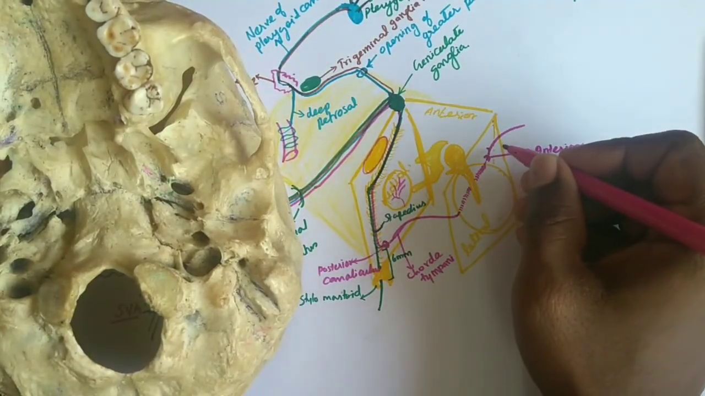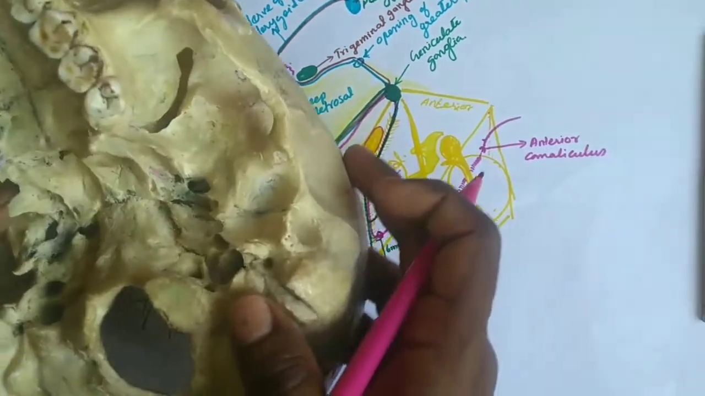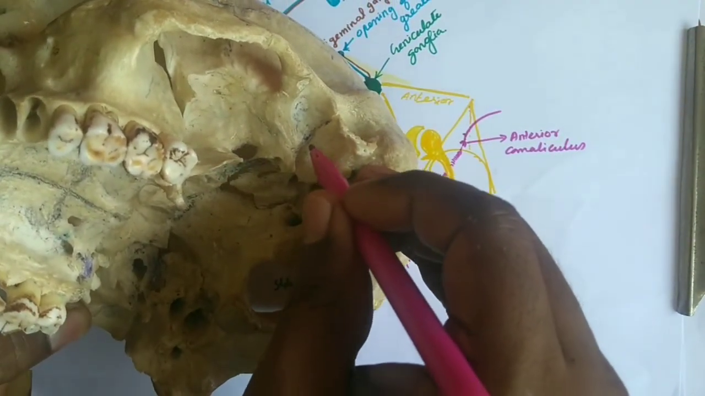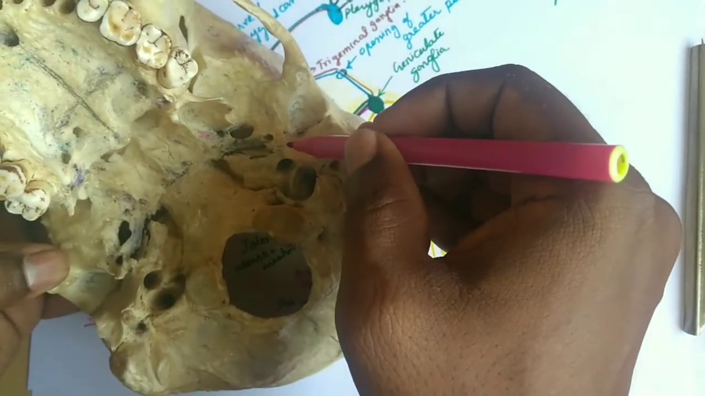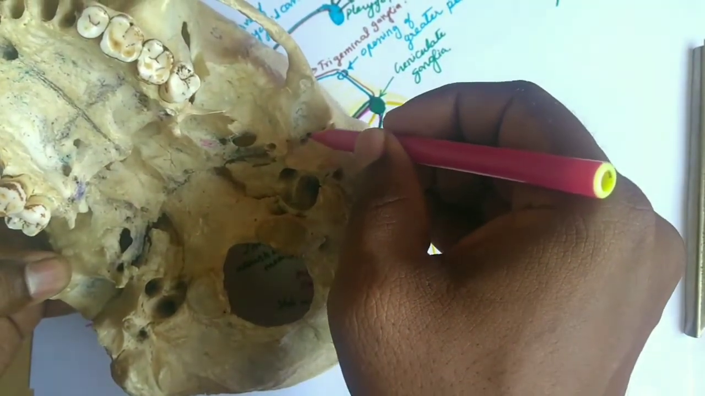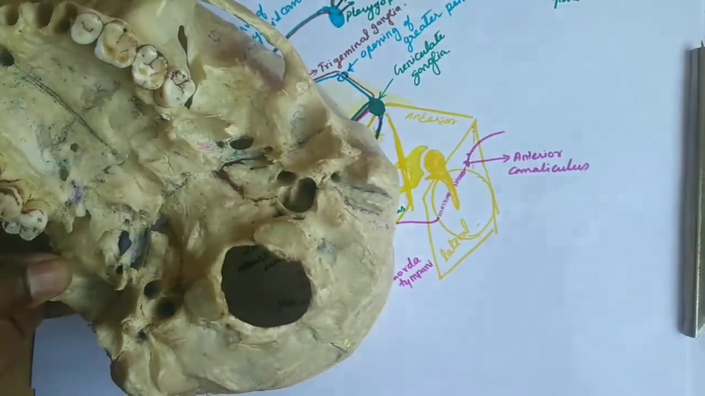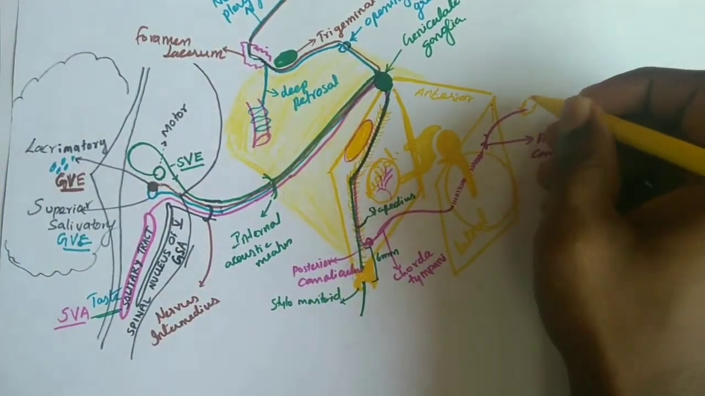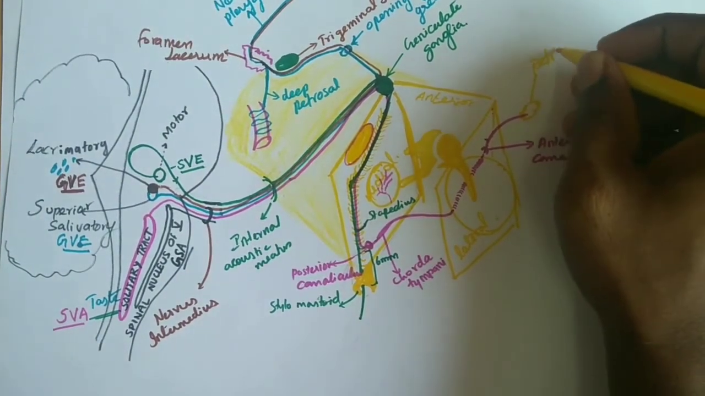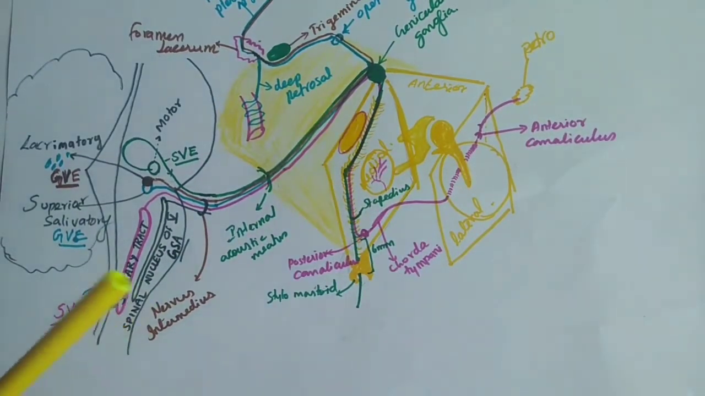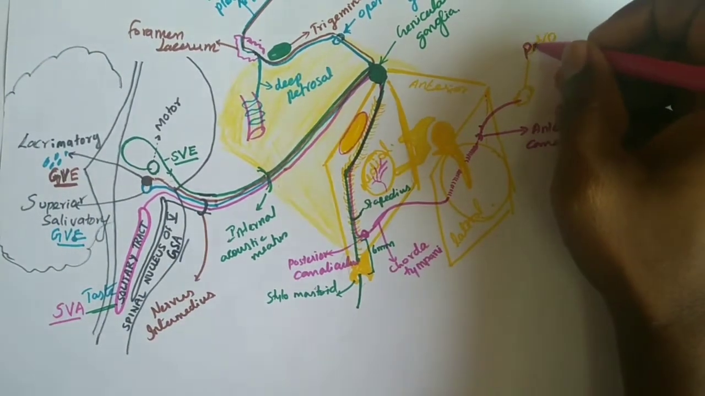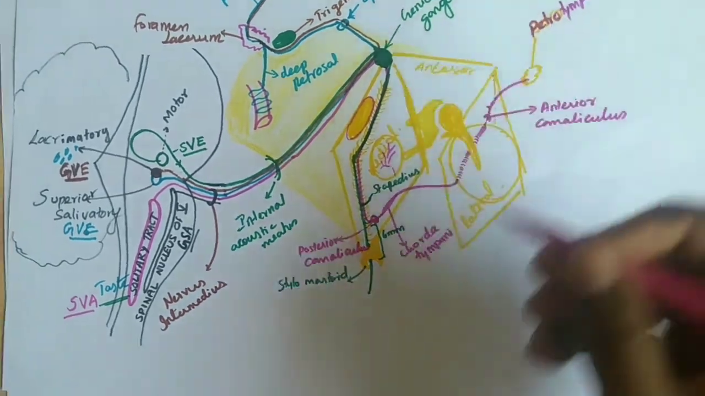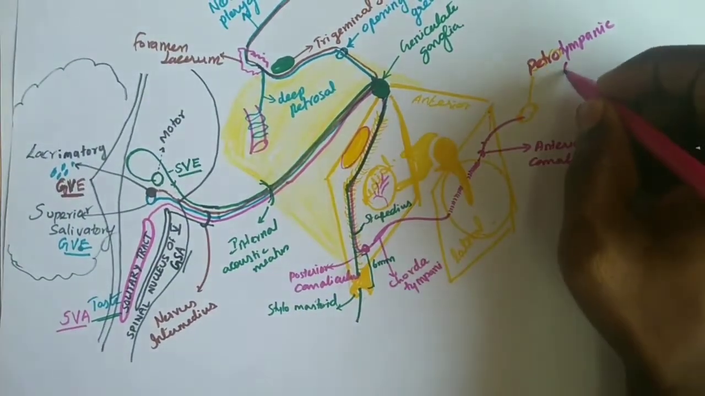After emerging out of the anterior canaliculus, the nerve will come out of the cranial cavity through this fissure, the petrotympanic fissure. This fissure is the petrotympanic fissure. So the nerve will be emerging out through the petrotympanic fissure.